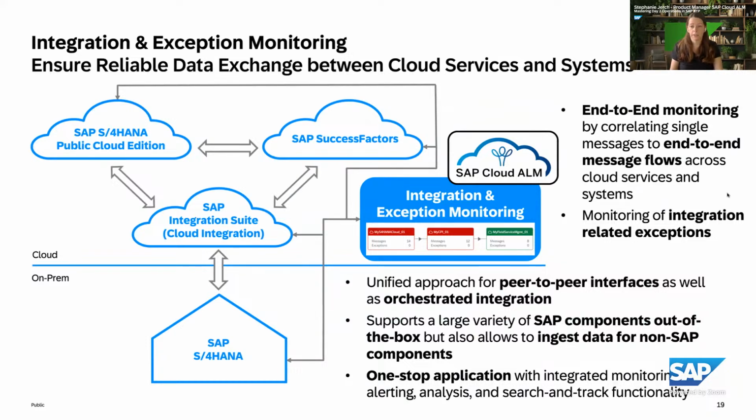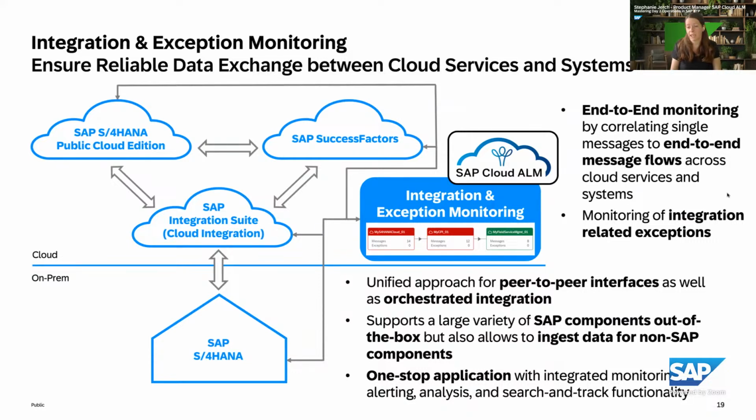Here you can see integration and exception monitoring. This is about end-to-end monitoring by correlating messages. In the picture, you can see it starting with S/4HANA Public Cloud, with something then transferred to SuccessFactors via the CPI. There can also be an SAP S/4HANA, as well as further components. This is just one of the example scenarios where you can use it and have reliability, or make sure that the data exchange is running. In addition to this, there's also search functionality available.